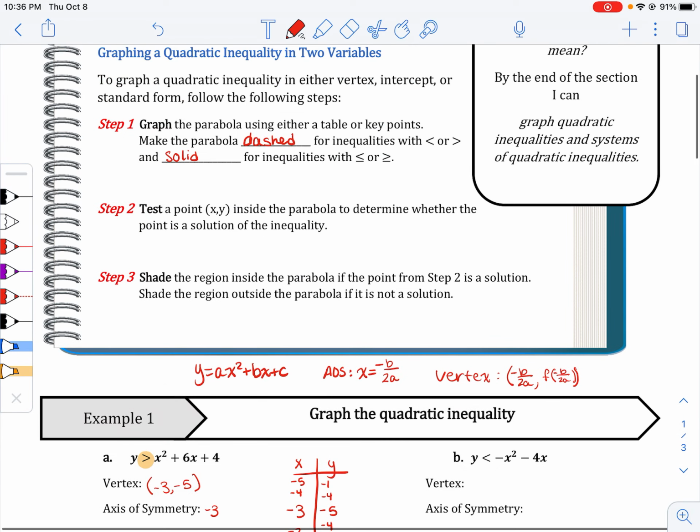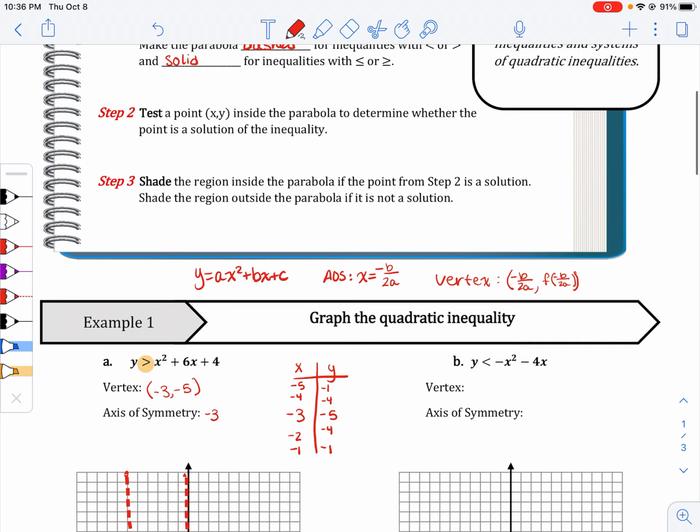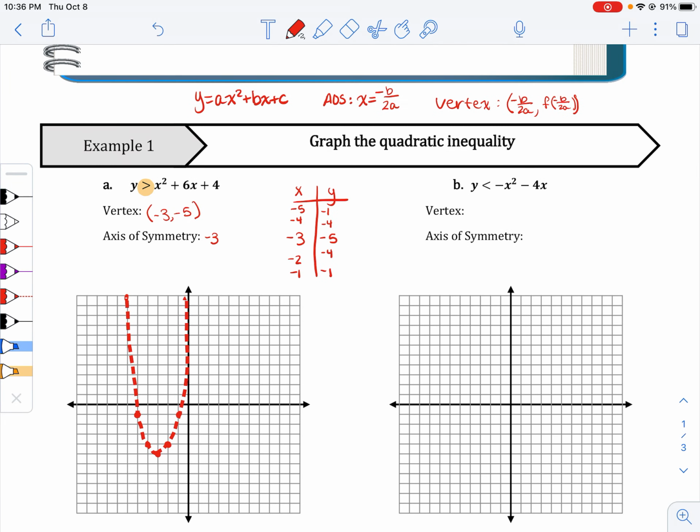Step 2 says to test a point inside the parabola to determine whether the point is a solution. So try and test an easy point. I'm going to test right here at -3, 0. What it means to test is that you're going to plug that into this inequality. So this is my y, this is my x. So I have 0 is greater than -3 squared plus 6 times -3 plus 4. That's what it means to test this.